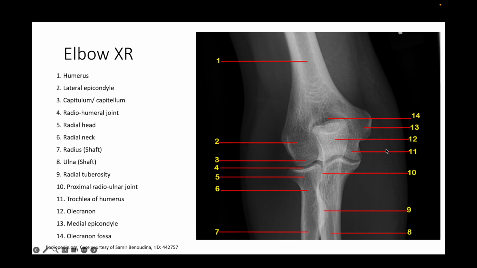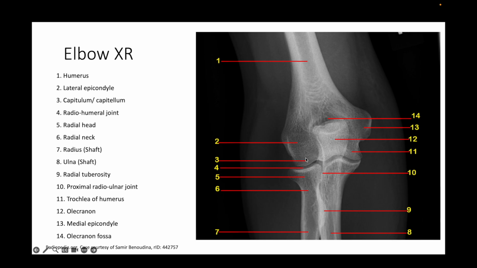So we'll go through the main things they can ask you on an X-ray. This is an AP view elbow X-ray. 1 is your humerus. 2 is your lateral epicondyle. This is where your common extensor tendon is. 13 is your medial epicondyle, where the common flexor tendon origin is. 14 is your olecranon fossa. You can see that this is the olecranon process 12, and that sits within this, which is your olecranon fossa.